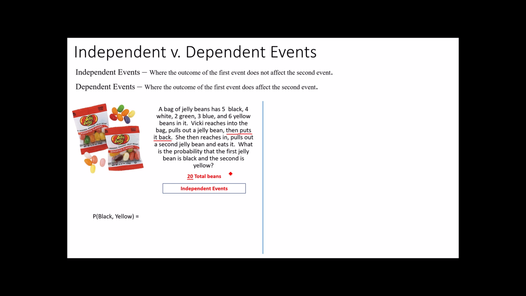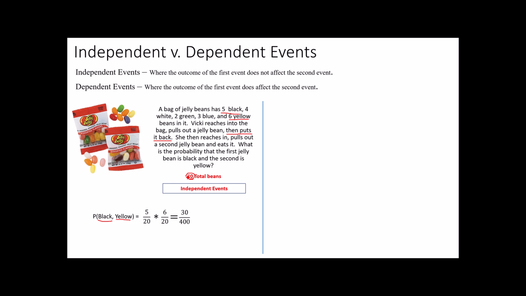So when I say the probability of a black bean followed by a yellow bean, I'm going to say, what's the probability that my first draw is a black jelly bean? Well, there's 5 of those out of the 20 altogether, so my probability is 5 out of 20. The probability of getting a yellow bean on my second draw: there are 6 yellow beans. The 20 that I started with are still there. That's a probability of 6 out of 20. We can multiply those together. The probability of getting a black bean first and a yellow bean second is 30 out of 400.